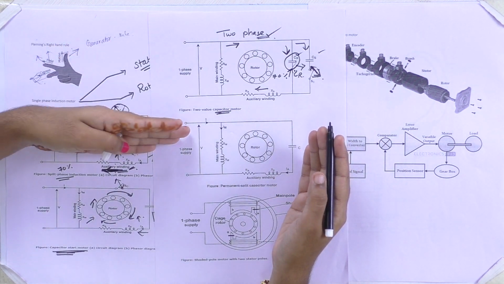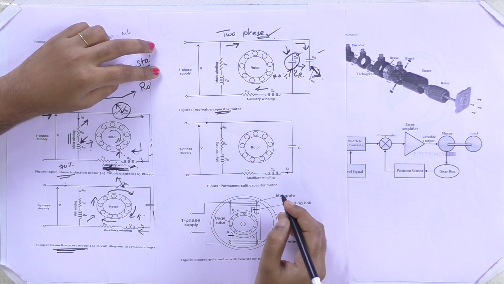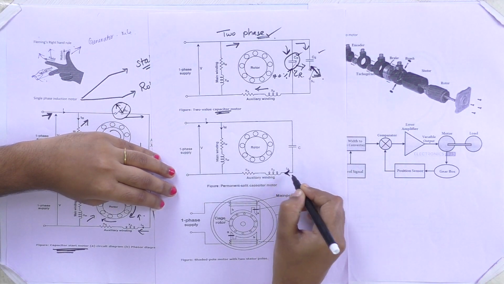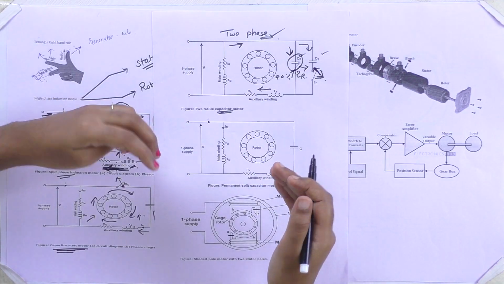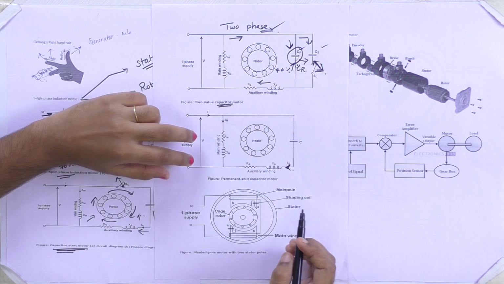Then again, there is the permanent split capacitor motor. In the permanent split capacitor motor, the auxiliary winding will be connected continuously till the end. That is, there will be no centrifugal switch, and because of that, your motor performance is also increased. The final thing is the shaded pole motor.